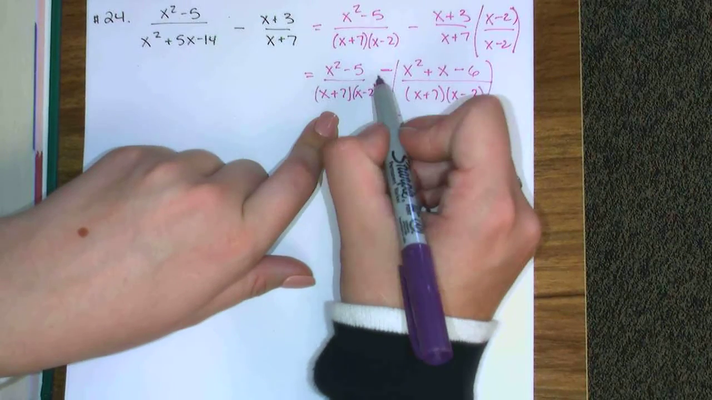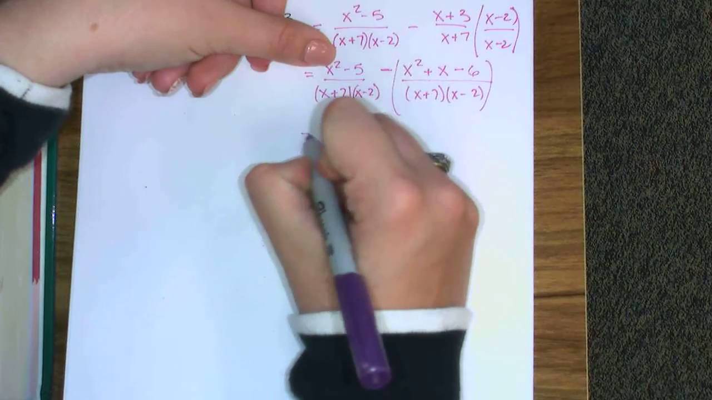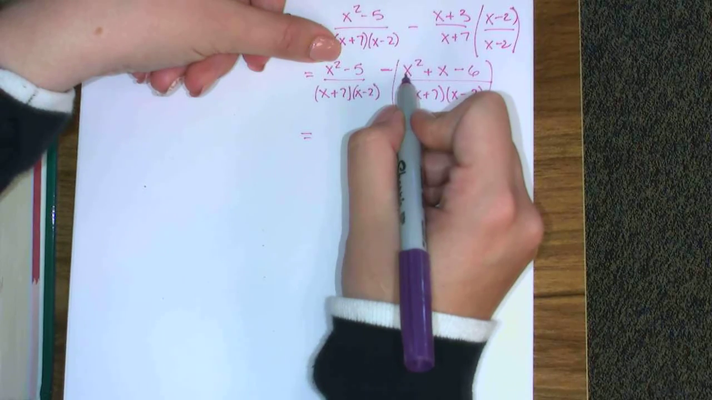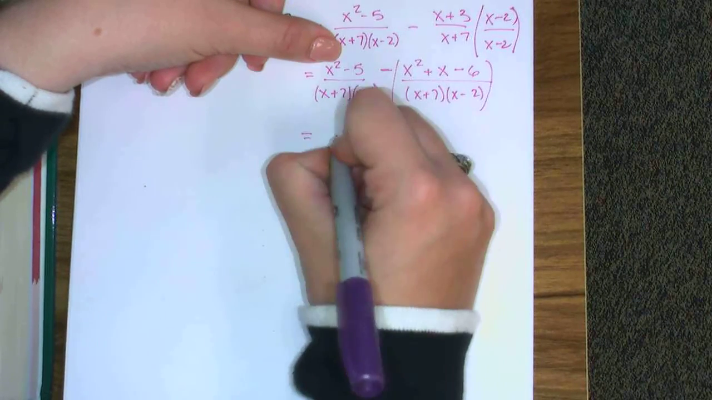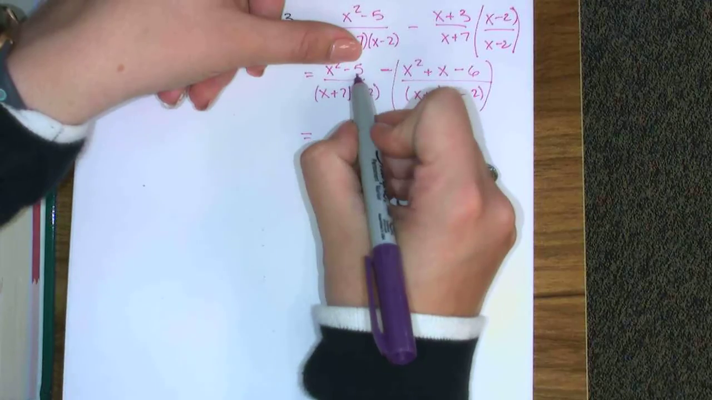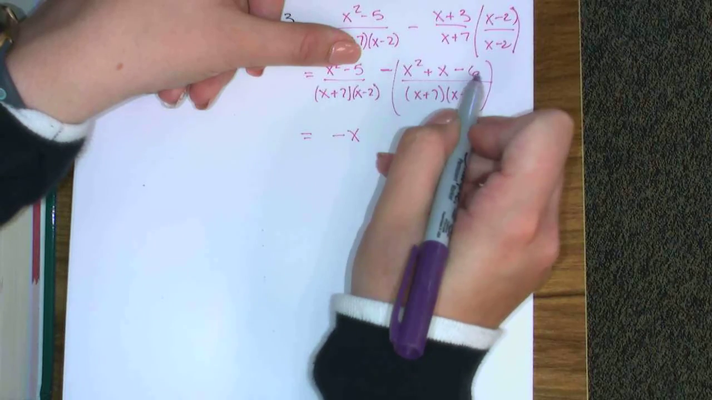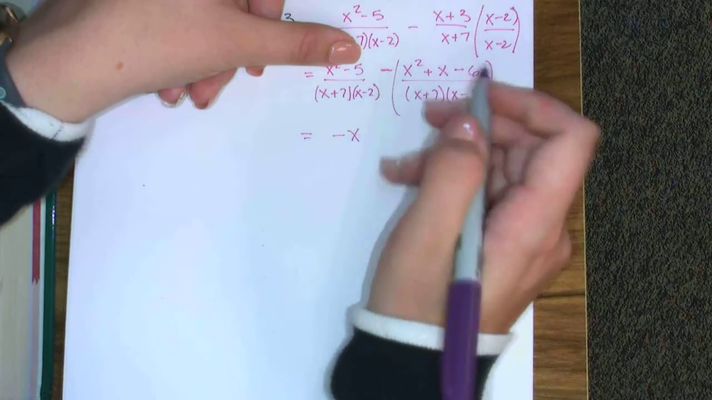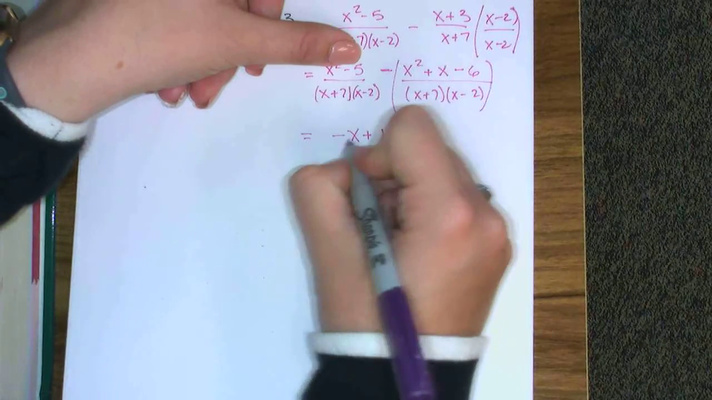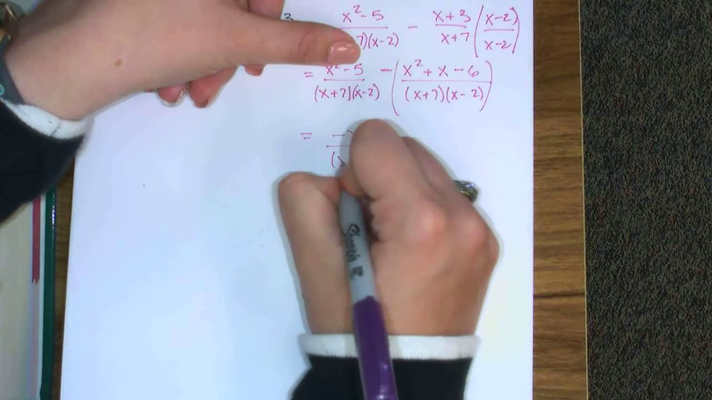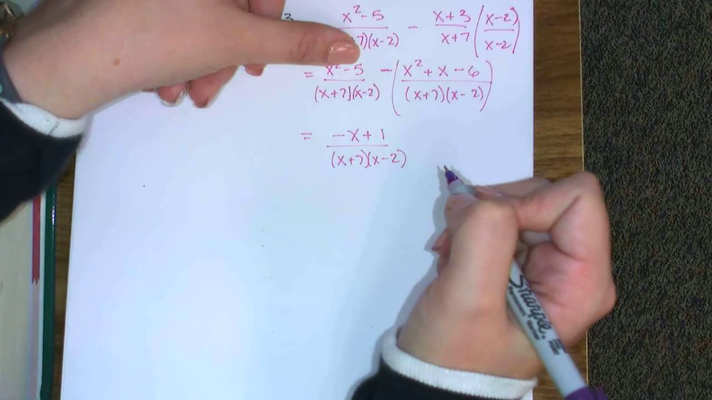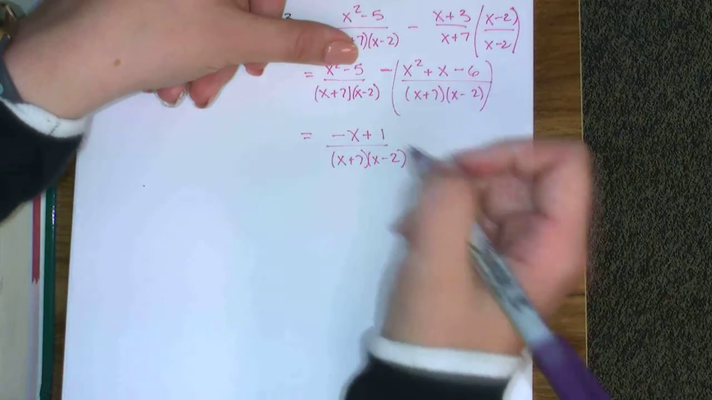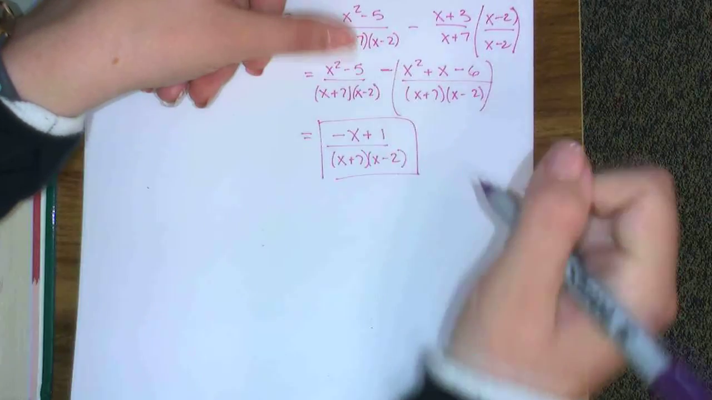Alright, so I have on top x squared minus x squared, so those x squareds go away. And then I have minus x, and then negative 5 minus negative 6, so that's negative 5 plus 6 is plus 1, over x plus 7, x minus 2. And that is it, and we are done with that problem.